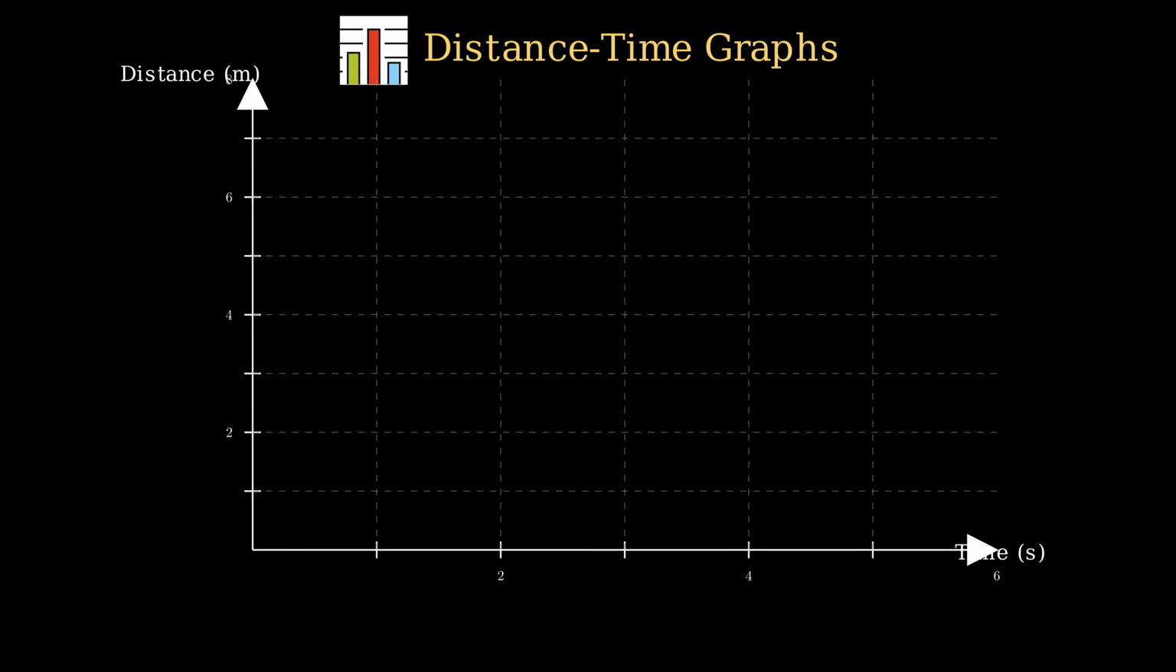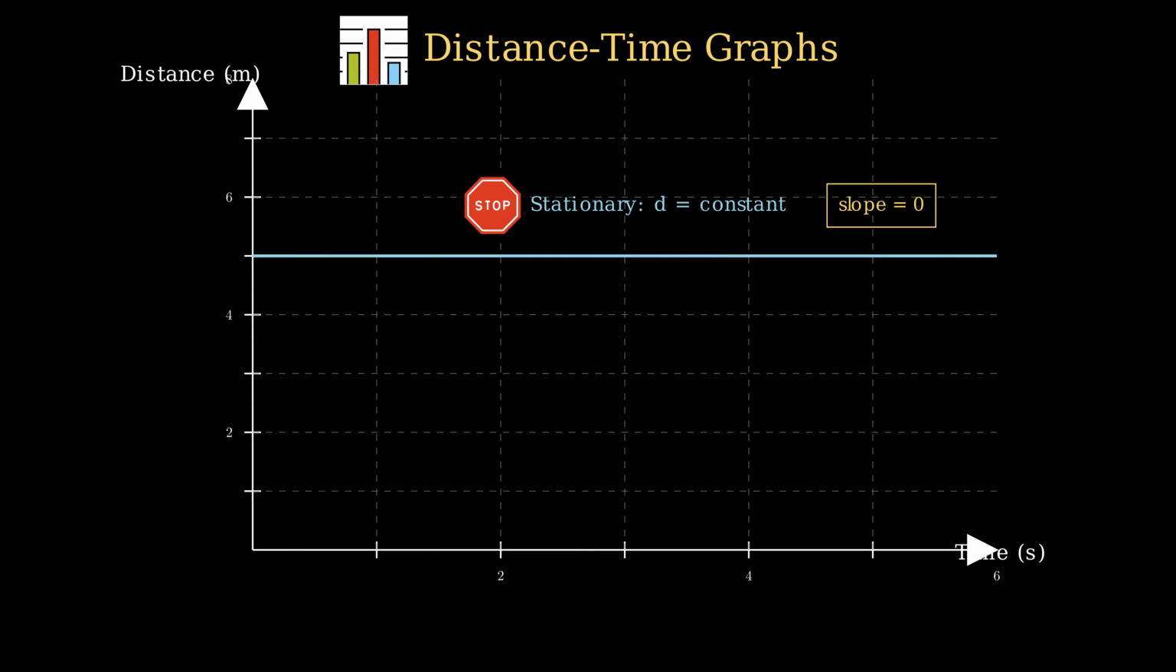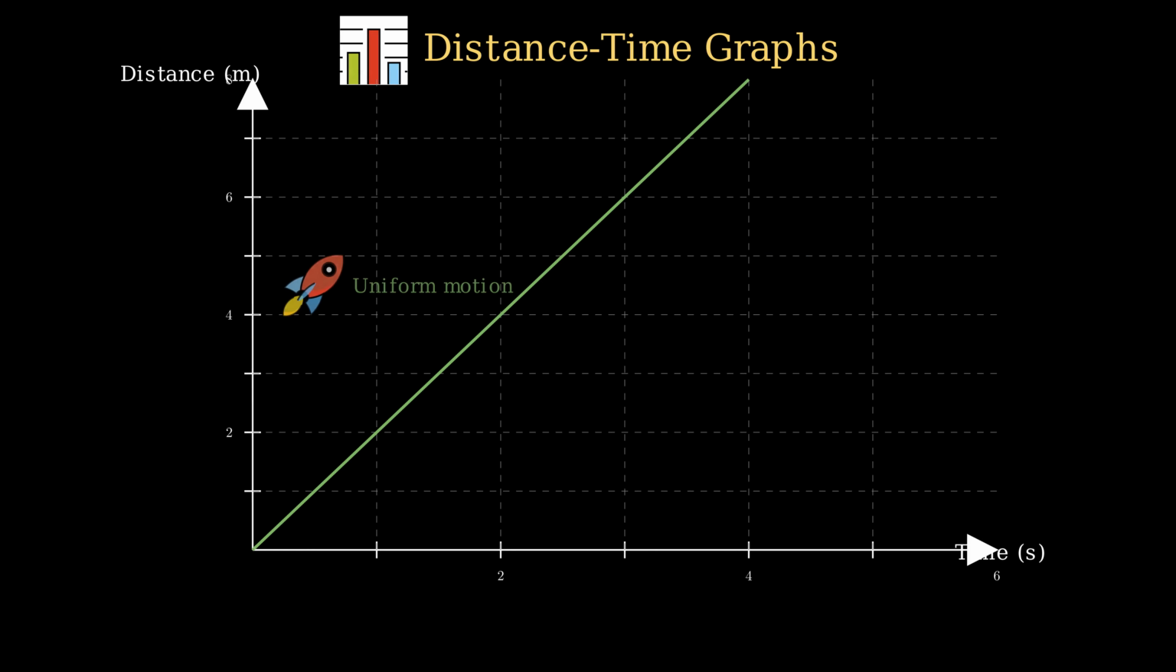Distance-time graphs are powerful tools to visualize motion. Let us learn to read them. If an object is stationary, its distance does not change with time. The graph shows a horizontal line. For uniform motion, the object covers equal distance in equal time. The graph is a straight line with a constant slope.